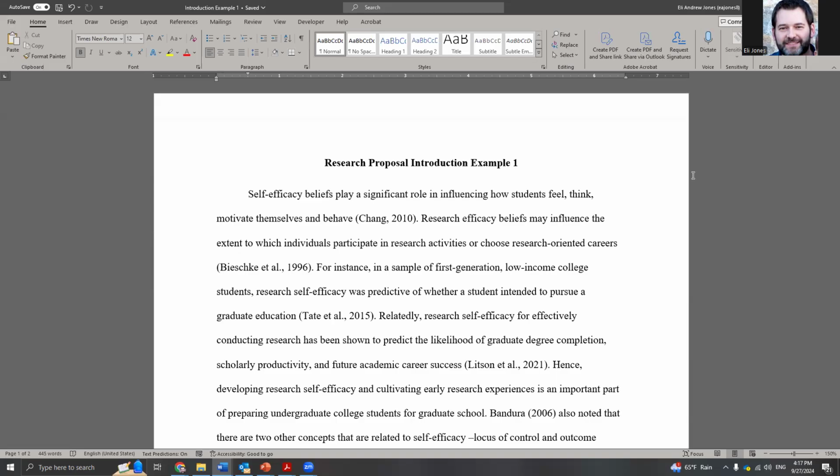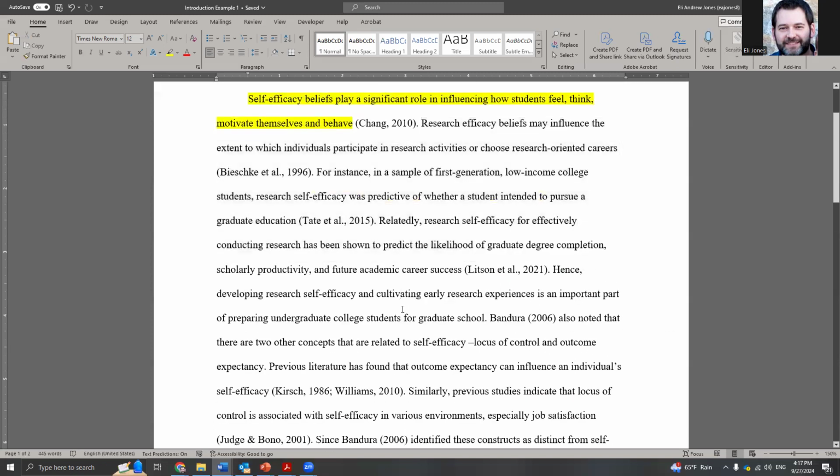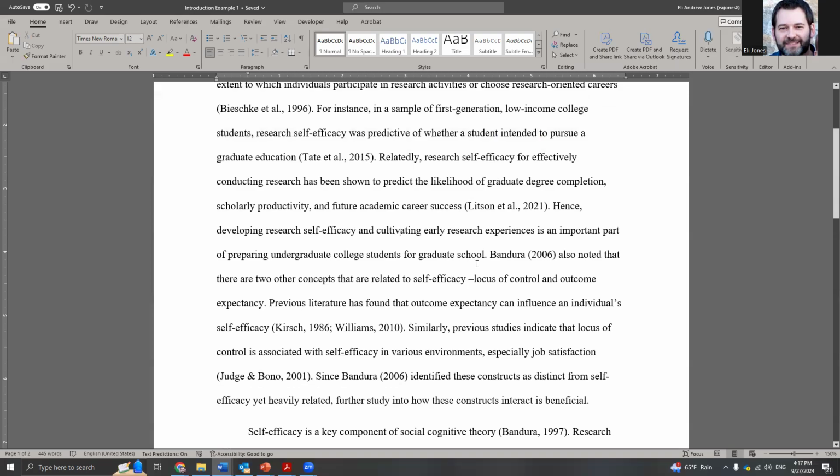So let's read this. Self-efficacy beliefs play a significant role in influencing how students feel, think, motivate themselves, and behave. I think those are pretty important, right? So that's a good sentence that kind of catches and tells me what I'm going to be looking at. And then I start talking about it, right? And I guess you can say that I'm starting to identify this issue, right? There are concepts related to self-efficacy, locus of control, and outcome expectancy. Previous literature has found some relationships that are important.